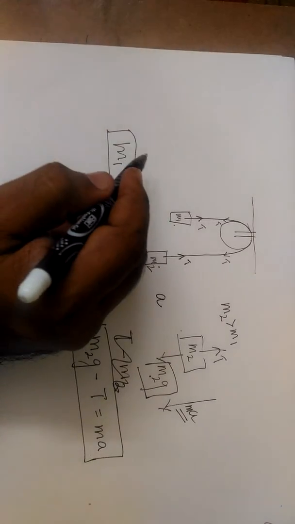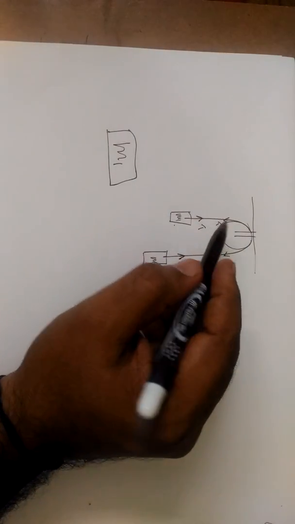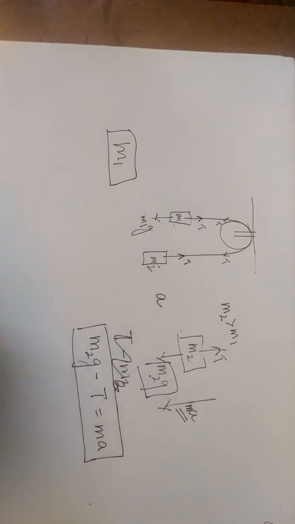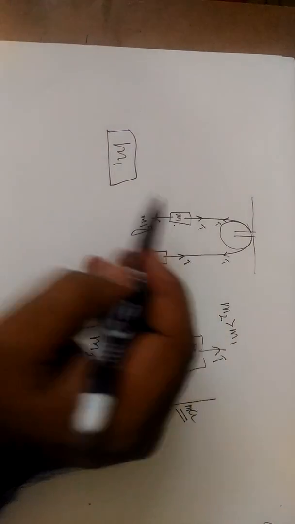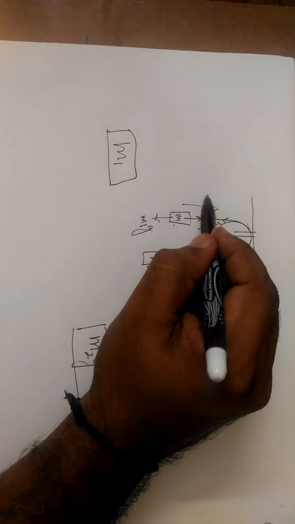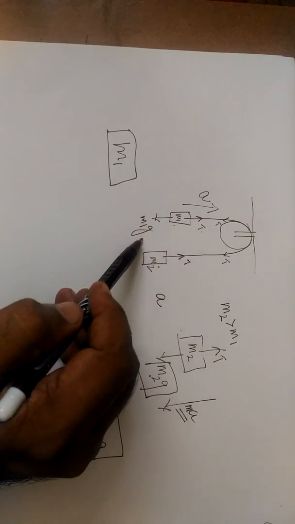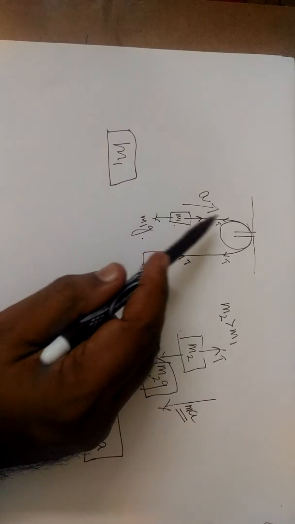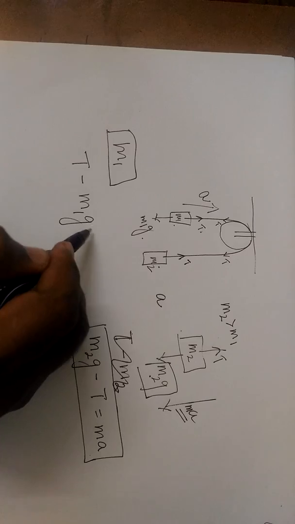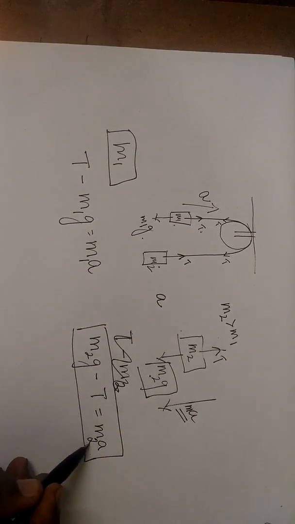In this case, there is the M1G which is pulling it to the ground. There is a tension which is acting upward. But net to net, where does it go? It goes up with an acceleration A. So which must be greater, T or M1G? It's because T is greater that it is going up. So T minus M1G is equal to M1 into A.